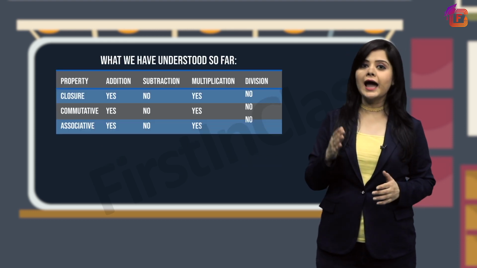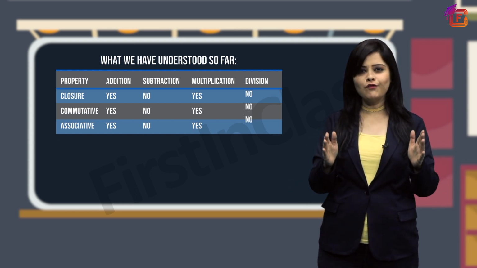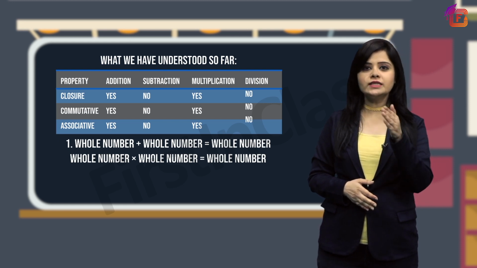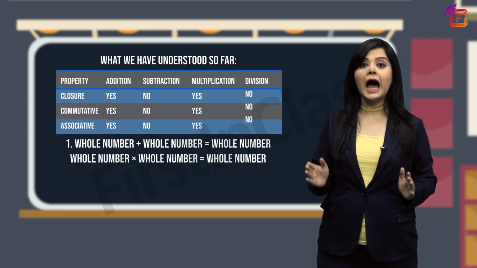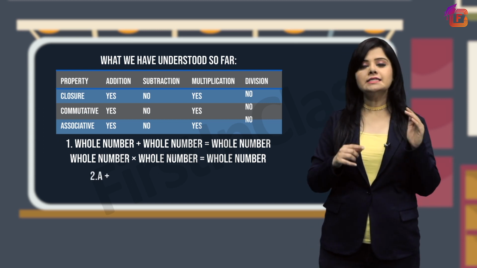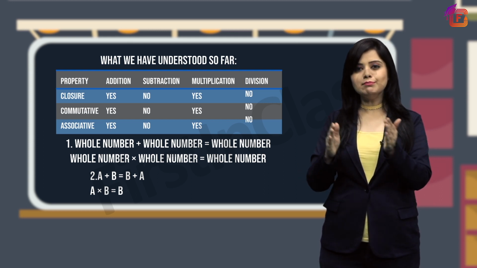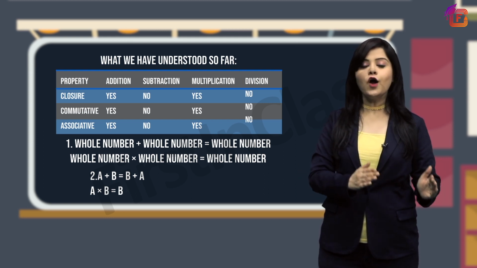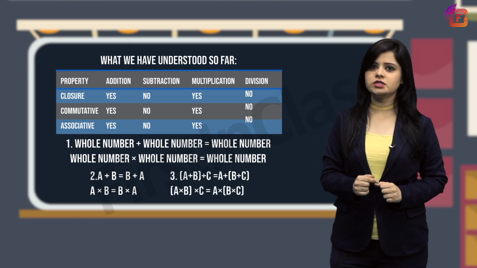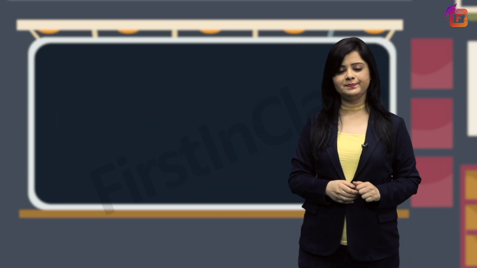So learners, I hope that you are now confident with the various properties of whole numbers. First, the closure property, which states that the whole numbers are closed under addition and multiplication. Second, the commutative property, which states that addition and multiplication are commutative for whole numbers. And the third, the associative property, which holds true only for addition and multiplication.